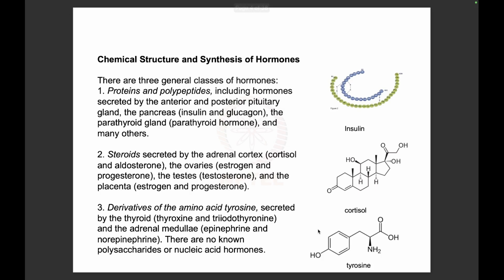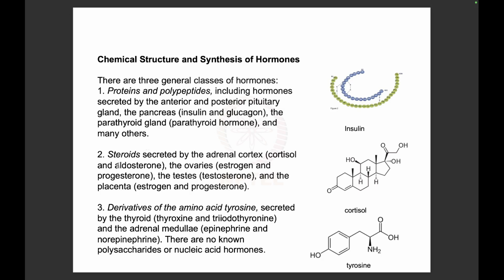Okay, so now if we talk about the chemical structure, the nature of the hormones, there are three general classes of hormones. The majority of the hormones are proteins and polypeptides, including hormones secreted by the anterior and posterior pituitary glands. Okay, from the pancreas the insulin and glucagon hormones are released, and the parathyroid gland releases the parathyroid hormone, and many other hormones are proteins or polypeptides.